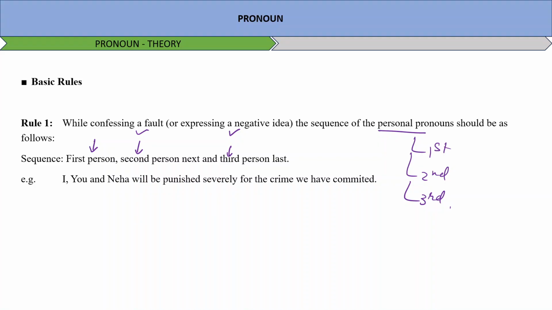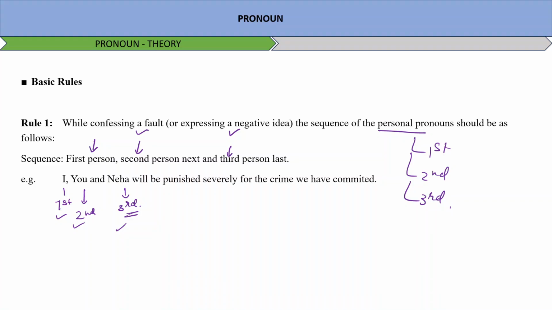I'll tell you one trick of remembering this. Whenever we do something wrong, if we are an ethical person, and if we are wise enough to understand that we cannot blame others for our own fault or for our wrongdoings, you will always show your greatness by taking your name first, second person's later, and then the third person. So you will always confess your crime, or express the negative idea, by being brave enough to take your name first. So this way you can remember first, second, third.